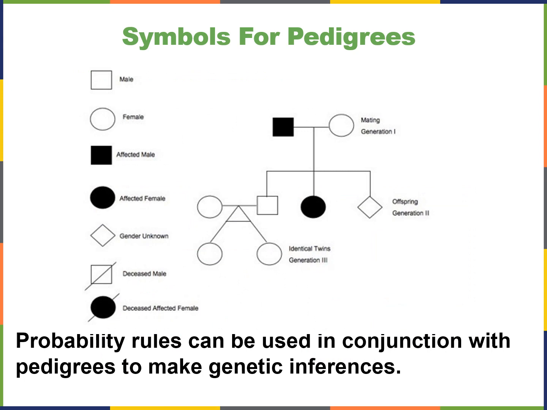So again, symbols for the pedigrees, we've gone over to some extent. Male is a square, female is a circle. If they're affected, usually they're colored in, and if they are not affected, then they are blank. And the little diamond here is gender unknown, and then a line through is deceased. These ones are less common to see in pedigrees because sometimes, it really doesn't matter.